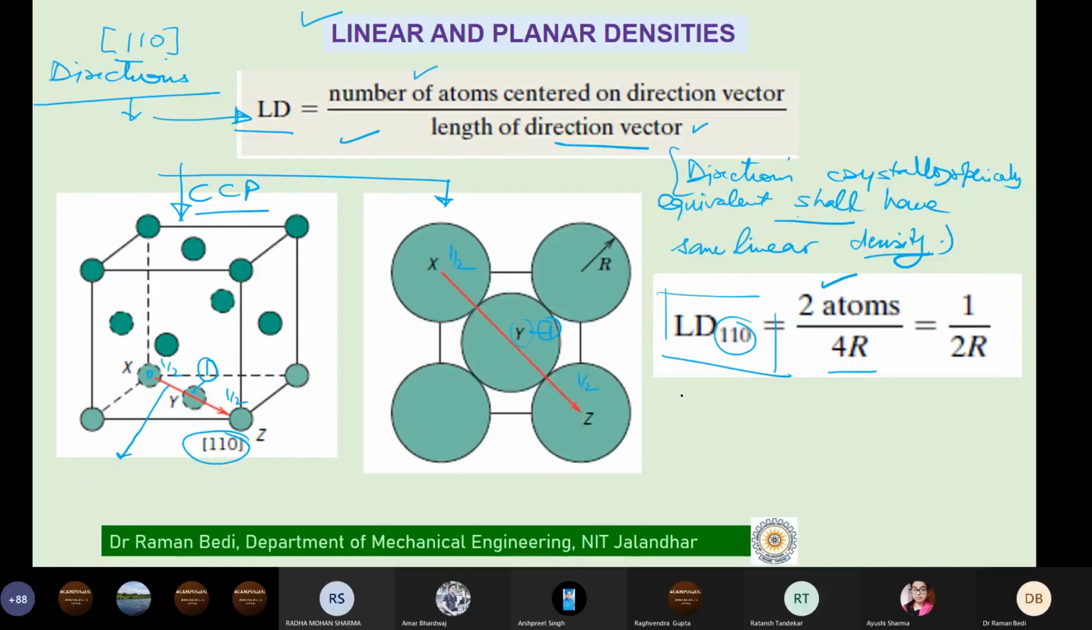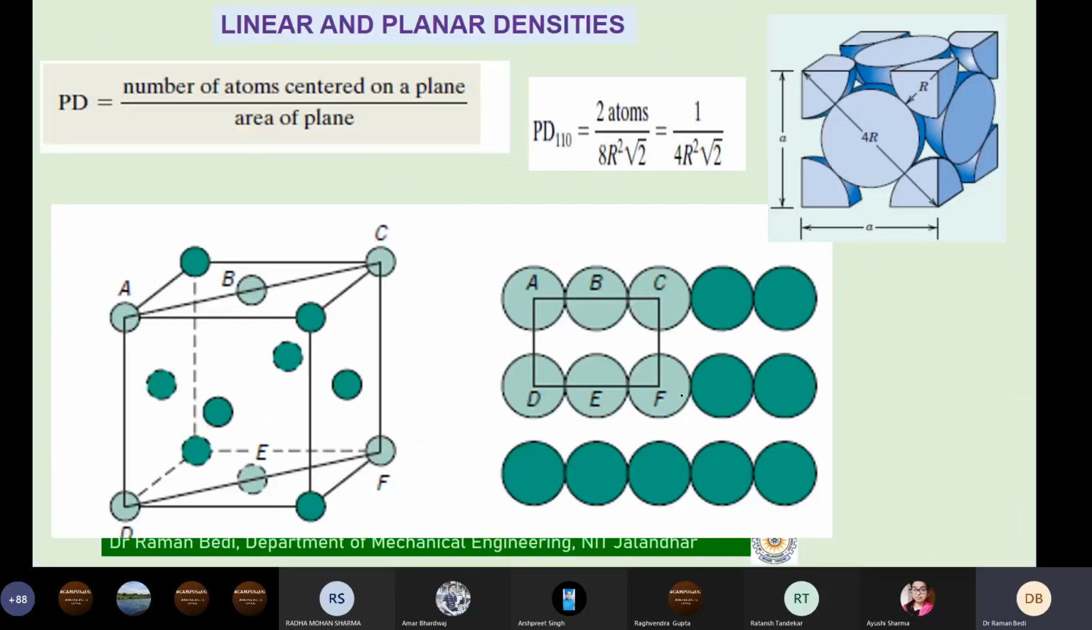Okay. The next thing that we now talk about is planar density. Very clear that planar density will be applicable to planes, which may be indexed as 110 or something like others. So if I talk about the 110 plane, I am talking about the PD value, the planar density for the 110 plane or the 111 plane. Let us see how we find that. The formulation is simple: the number of atoms centered on the plane divided by the area of the plane.